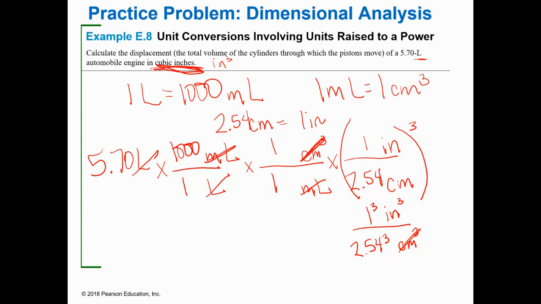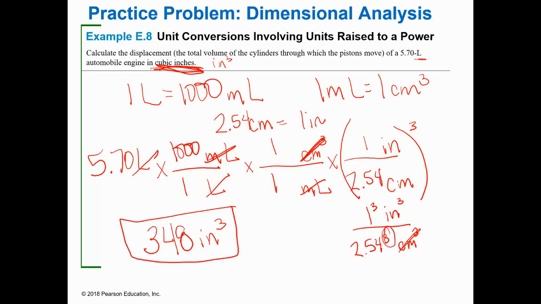So on my calculator, I'm going to do 5.7 times 1,000, and then I'm going to divide that by 2.54 cubed, and I get 348 for sig figs, and it's going to be inches cubed. Okay, you have to make sure you cube this value. This is only if you have units raised to a power. And notice here, I didn't do any cubing. That's because this unit was already raised to a power. It's only for conversion factors that don't have a power, but they need to have one later on.